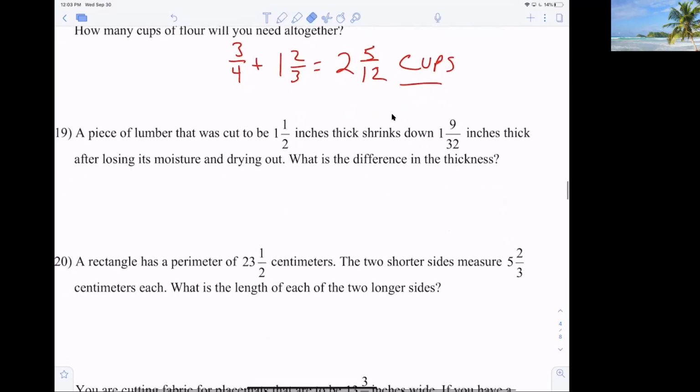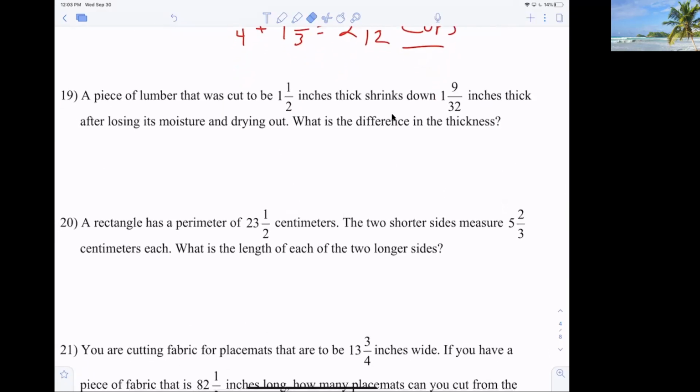19, go. So a piece of lumber that was cut to be 1 and 1/2 inches thick shrinks down to 1 9/32 inches thick after losing its moisture and drying out. What is the difference in thickness? So you do 1 and 1/2 minus 1 and 9/32. You are amazing. Good job. And it equals 7/32 inches. I'm proud of you.